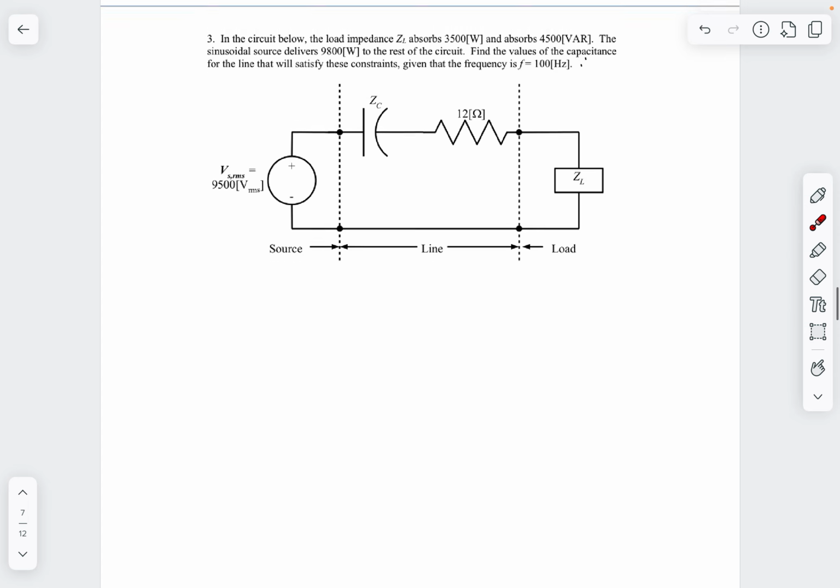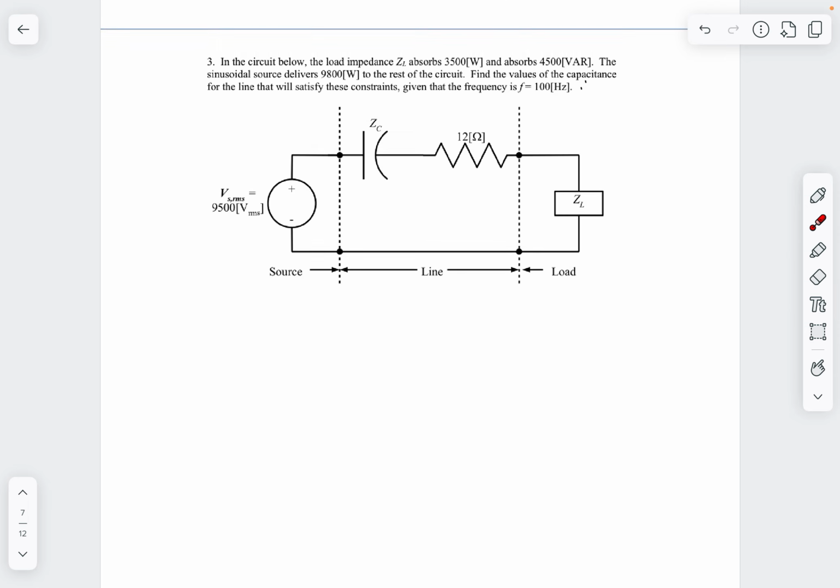All right, let's get started. The problem I'm going to be working on today is question 3 from homework 9. This question is asking us to find the capacitance of this capacitor.